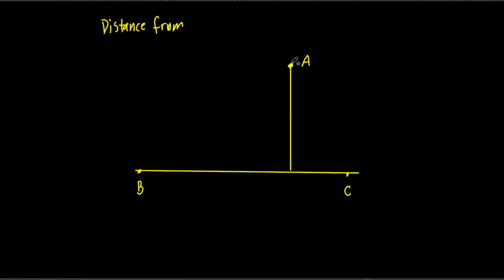So if I gave you a random point anywhere on here, and I said, what is the distance from that point to this line? It would be the perpendicular distance. If I had a point right here, we'll call it D, what is the distance from this point to this line? What would it be? It would be the perpendicular distance. I could do this all day long.